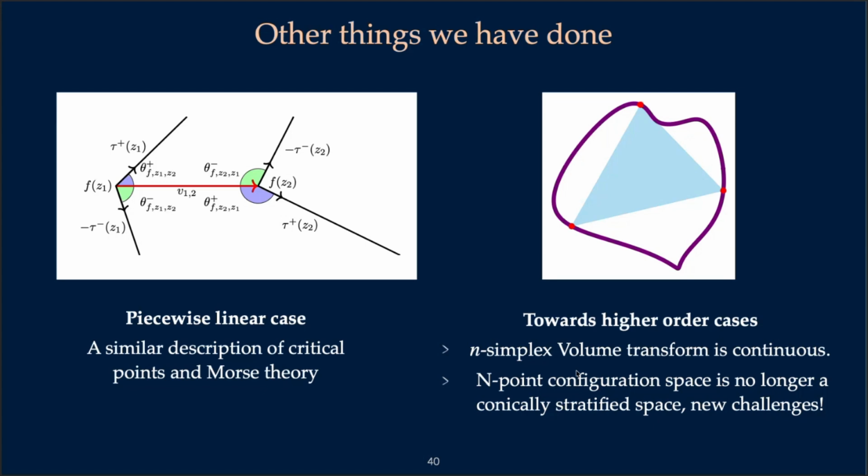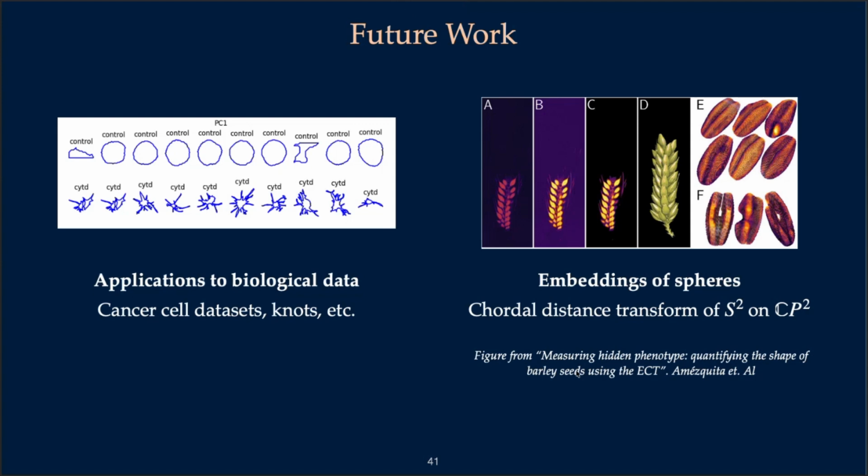So n equals 2 is already a much more complicated case mathematically to consider, but obviously these contain a bit more information than just looking at the distance of chords. Some future work along the line: we want to look at applications to biological data. This is some work that Otto did. We pushed our loops through our pipeline, and then we looked at the principal components of persistence landscapes, and they seem to be able to distinguish between 2 different types.